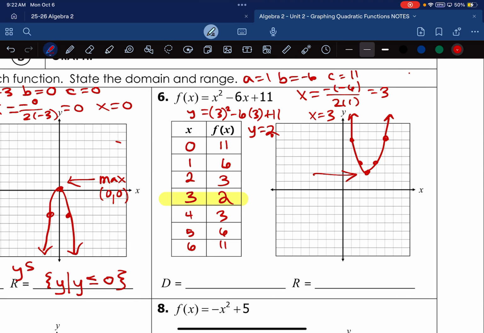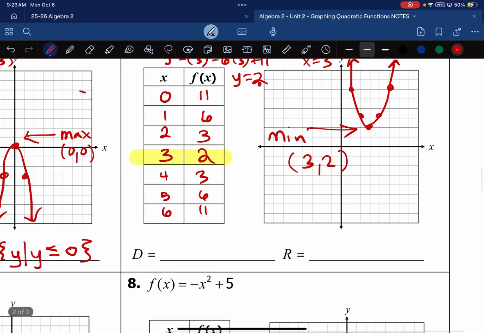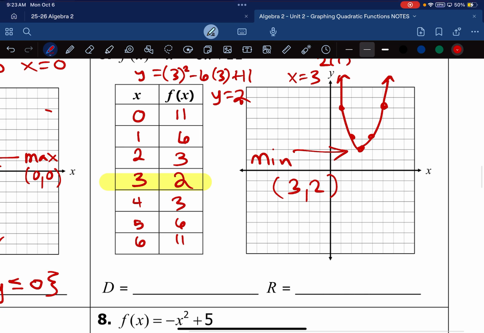So let's identify this. This is our minimum point, and that is the vertex we found, 3, 2. We'll use that in a minute to help identify our range. Our domain should be all real numbers because we're opening up or down. In math it does exist where it opens left or right, and that will change. Our range will be all real numbers and our domain will be limited. But for right now, while we're learning parabolas, we don't do left or right. We just do up or down.